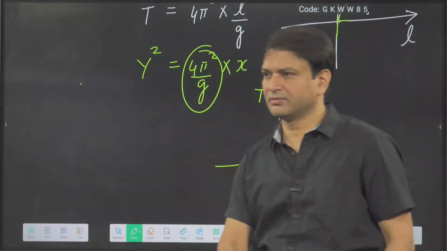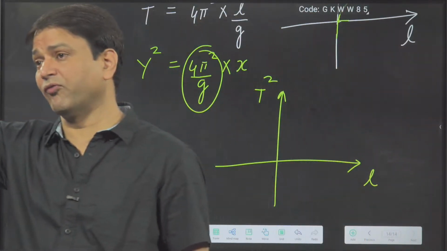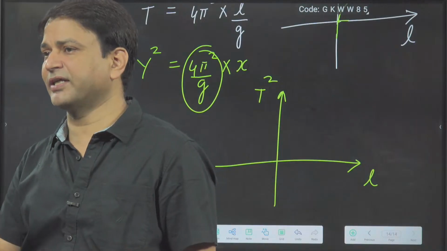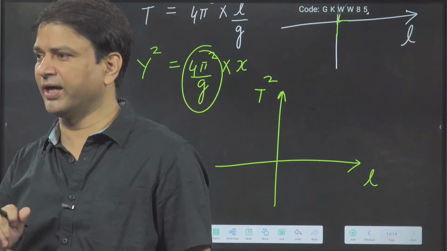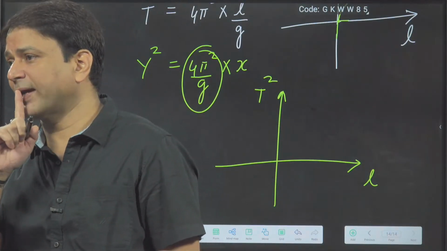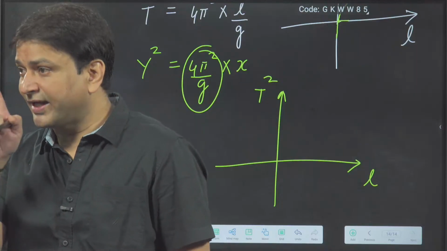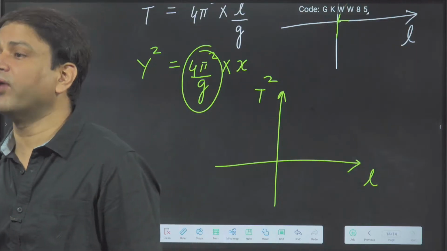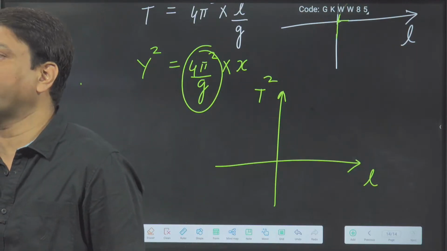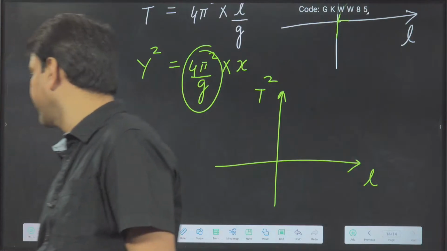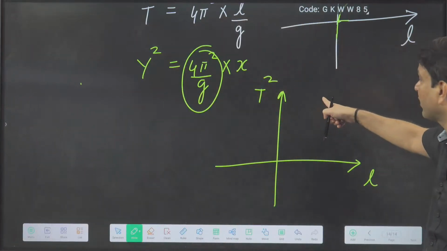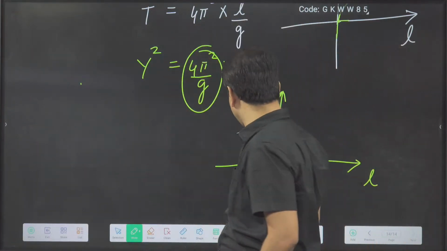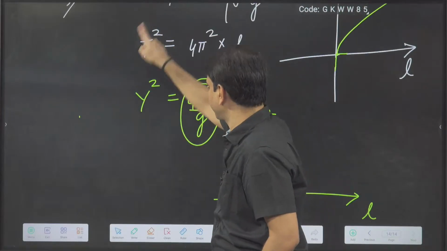T square and L. I am plotting T square on the y-axis, and on the x-axis I am plotting L. So on the y-axis, what am I plotting? T square. So T square I will replace by y. Whatever you are plotting on y, you will replace by y.